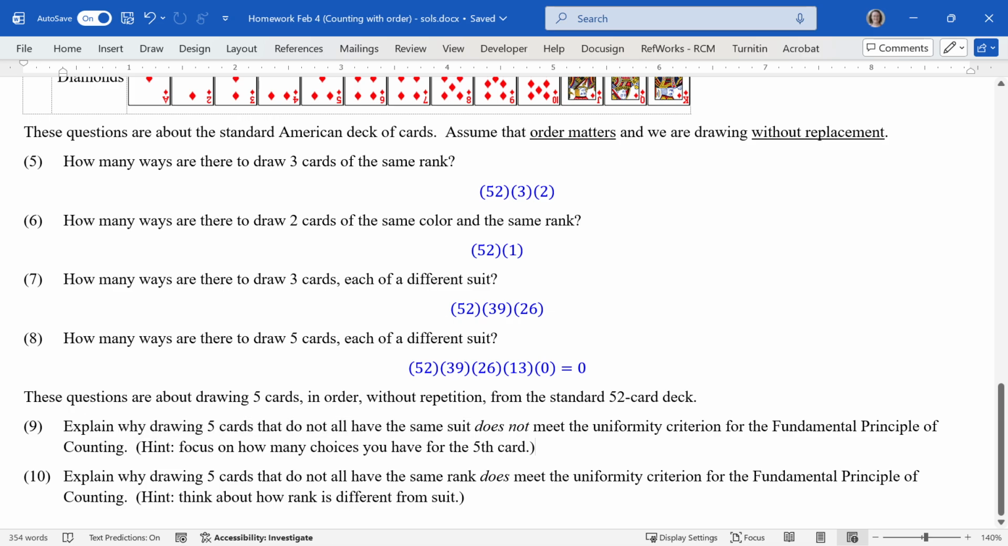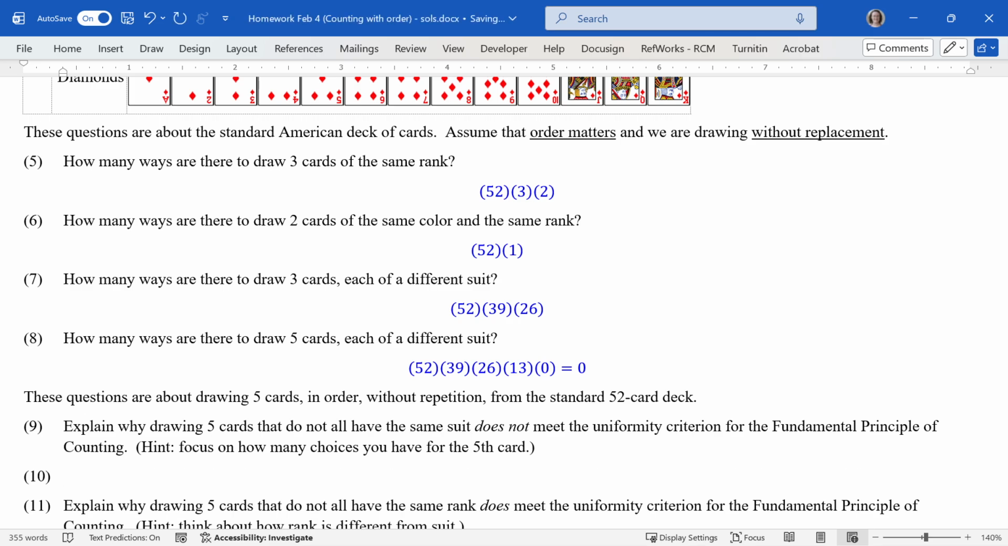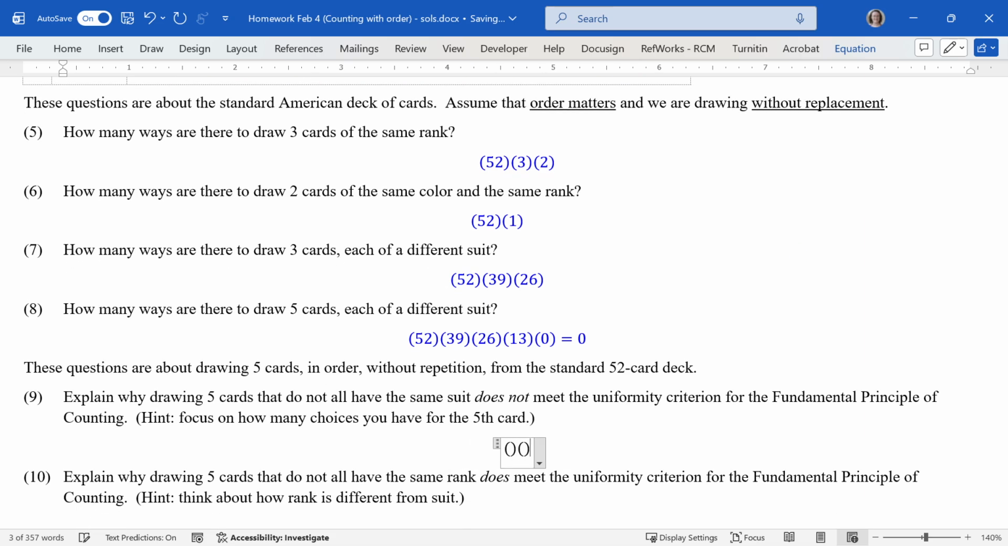But apparently this does not meet the uniformity criterion for the fundamental principle of counting. So remember, the uniformity criterion says that if the number of options for each decision does not depend on the particular outcome of previous decisions, then you can do this thing where you just multiply together the number of options for each decision. Okay, so let's go ahead and try using the fundamental principle of counting, and maybe let's just see what goes wrong. Because usually if you can't use it, you'll actually encounter the problem while you're trying to use it.